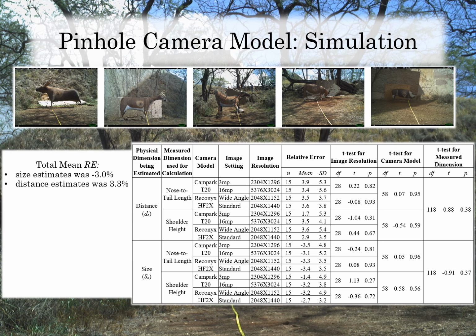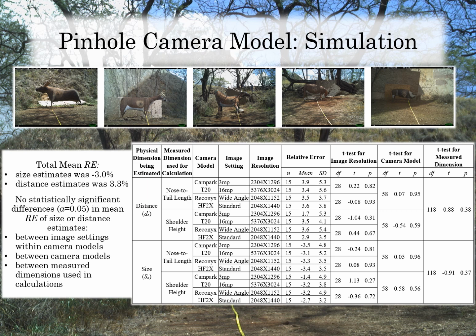give the most generalizable results. And in the simulation, we also found that there were no statistical differences in the mean relative error between image settings within camera models, between the two camera models that we tested, or between the measured dimensions we used in calculations, which again, for this were the shoulder height and the nose to tail length. So we were really excited that this method seemed to work really well in a controlled setting, but we also wanted to know how well it would work under more realistic field conditions.